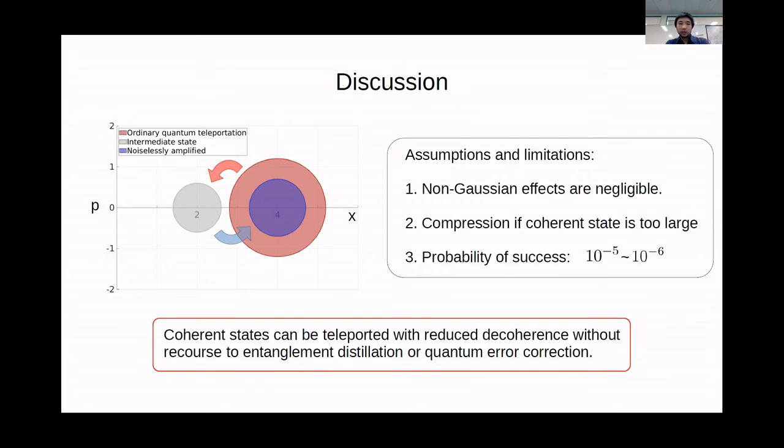So in conclusion, I would simply like to state that our experiment shows that coherent states can in fact be teleported with reduced decoherence. And the surprising fact is that this can be done without recourse to the normal techniques such as entanglement distillation or quantum error correction.